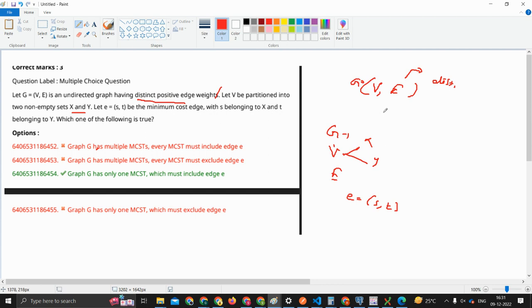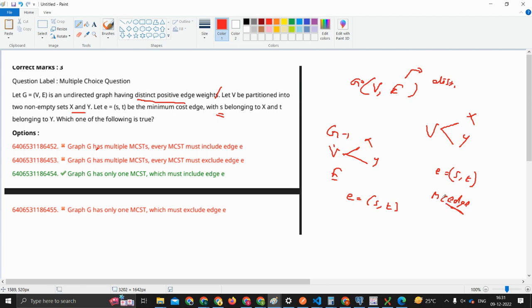The vertices are split into two non-empty sets, X and Y. Great. So E equals (S, T), the minimum cost edge. So that's the lowest edge among all, with S belonging to X.